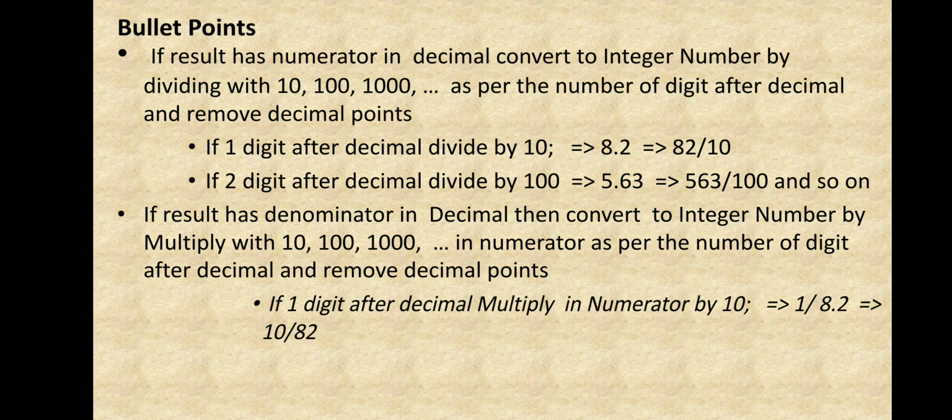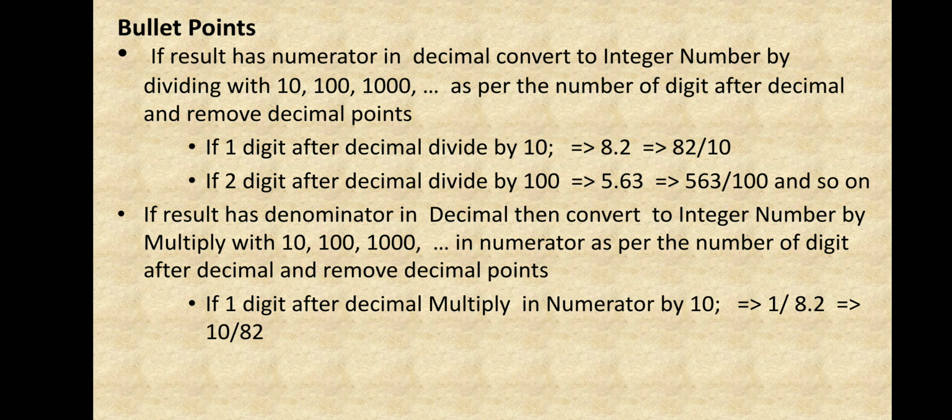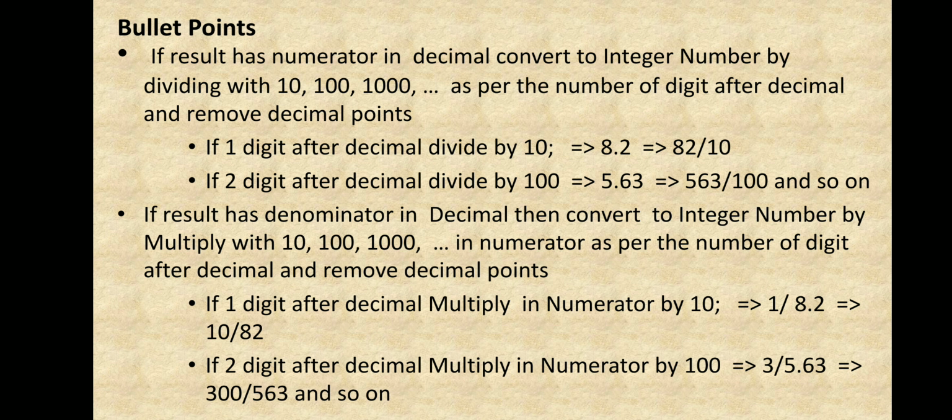So what do you mean by this? Like if you have one digit after the decimal, multiply the numerator by 10. So what's your answer now? 1/8.2 will be converted into 10/82. And one more, if there are two digits after the decimal, multiply the numerator by 100. So what do you get? If you have a number which is 3 divided by 5.63, it will be converted into 300 divided by 563, and this will go on. So hope you all understood. How are you getting the points and all?